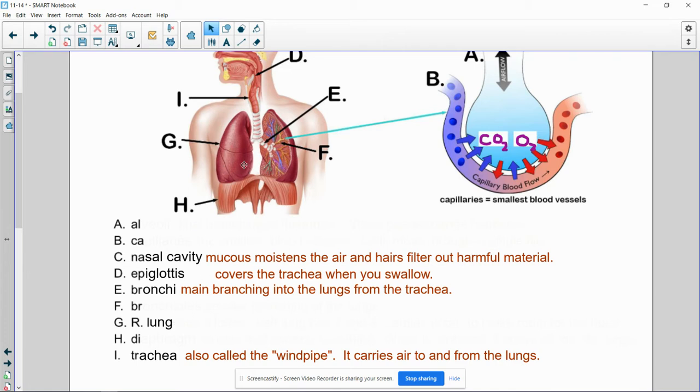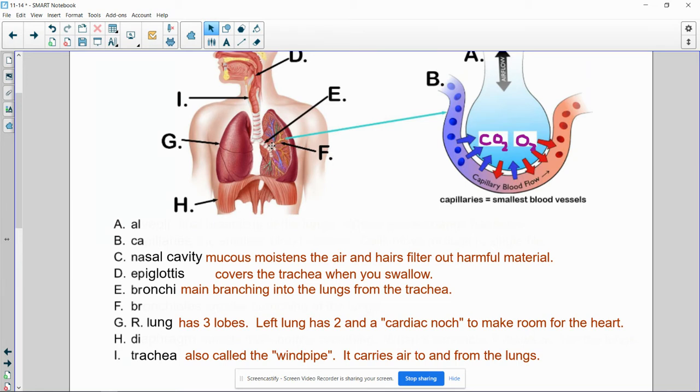You can see it has 1, 2, 3 lobes. The left lung actually only has 2 lobes. It's a little bit smaller because the heart takes up a lot of space on that side of the body. So the right lung, 3 lobes, left lung, 2 lobes. So the air goes nasal cavity, trachea, left and right bronchi, and then it goes down to even smaller.